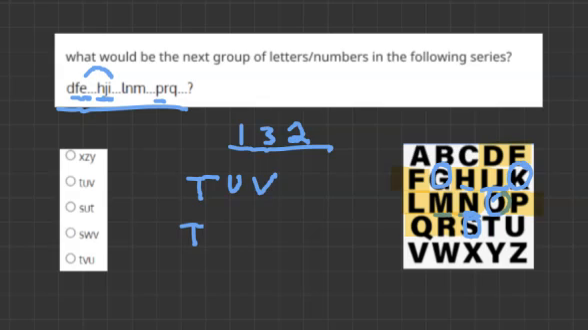U is 2, so it goes to the end. And then V is 3, so it comes in the middle. And when we look at our answer options, we can see T, V, and U is the last option down, and our final answer.